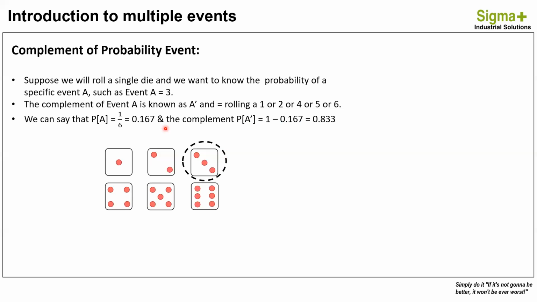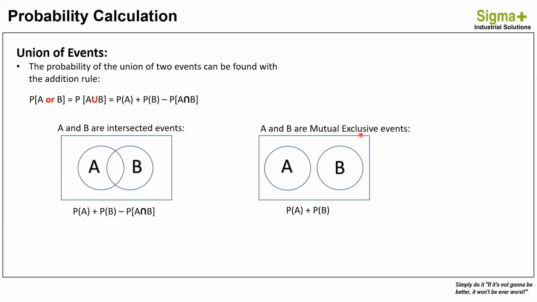So the complement P(A dash) will be either that you subtract the 0.167 from 1, which is equal to 83.3% or 0.833, or that if you divide the 5 possible outcomes by 6, it will give you again the same value. So of course, when you add the 0.167 plus the 0.833, it will give you 1. Okay, now let's understand a little bit about the calculation.